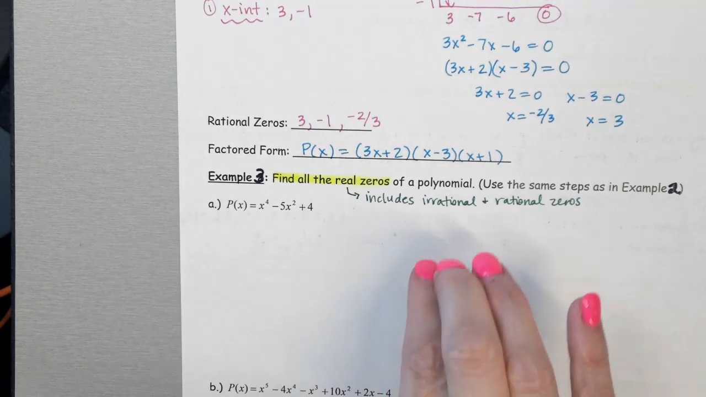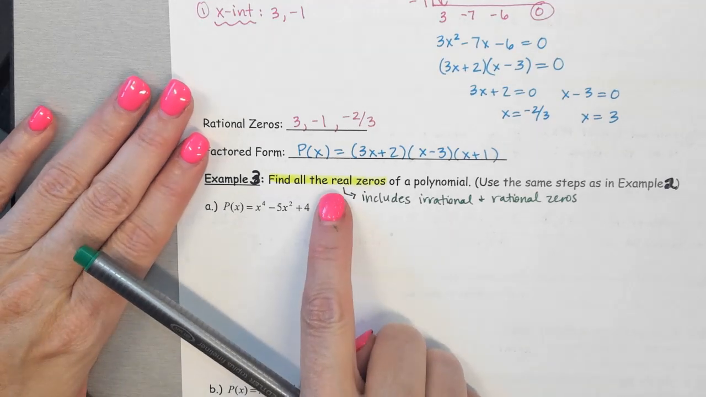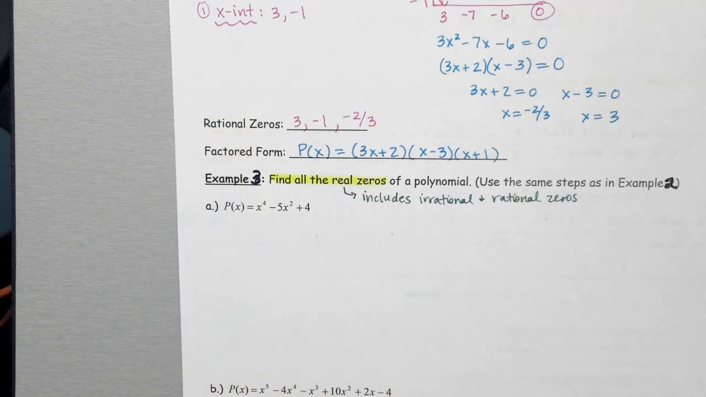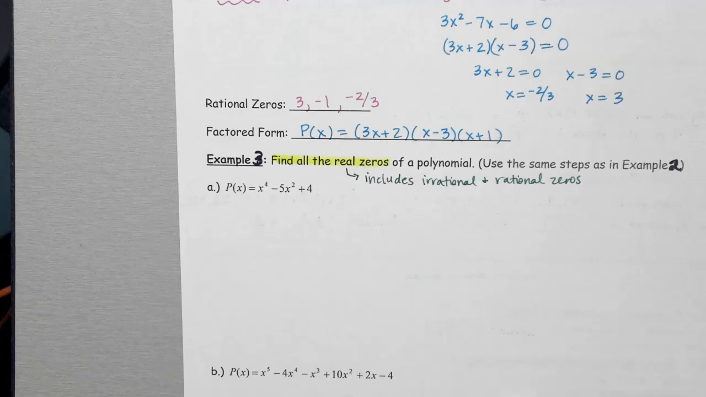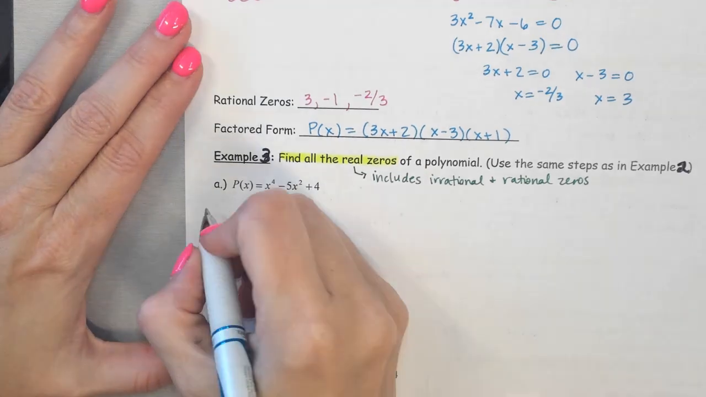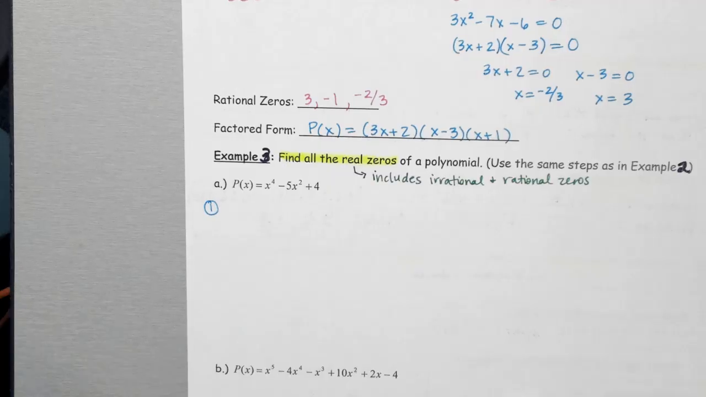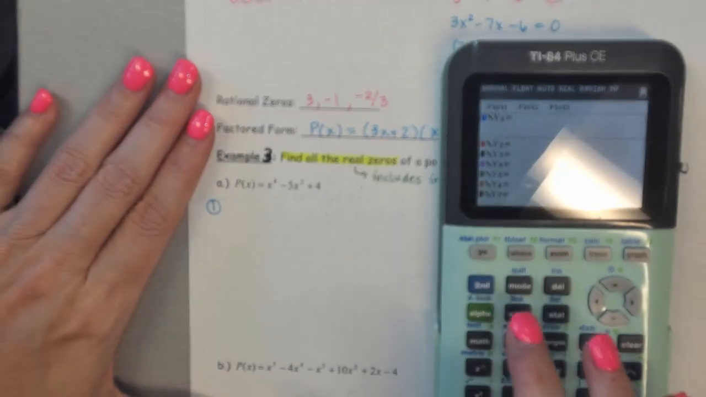Okay, so irrational zeros, if they're real, which they will be here, they will be on your graph, but they will be decimals. And so sometimes we're going to have to use the quadratic formula. Other times you might be able to factor them. So when you're finding all the real zeros, there are so many different types. So I wanted to show you a couple of different ones for this. So the first thing we're going to do for A is graph it. You can always start with your graph.